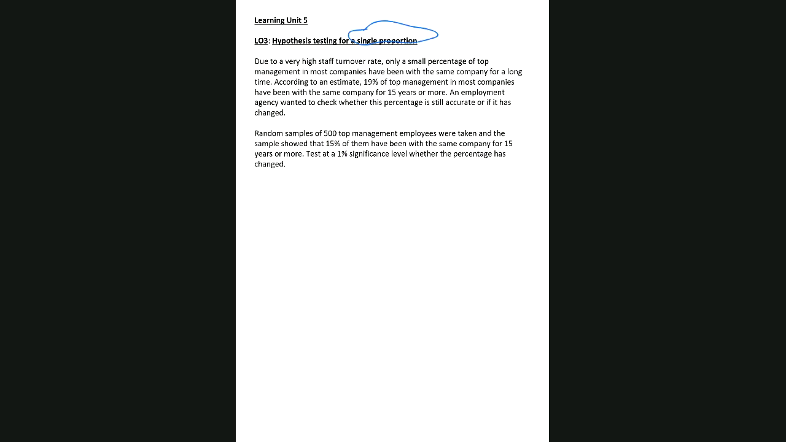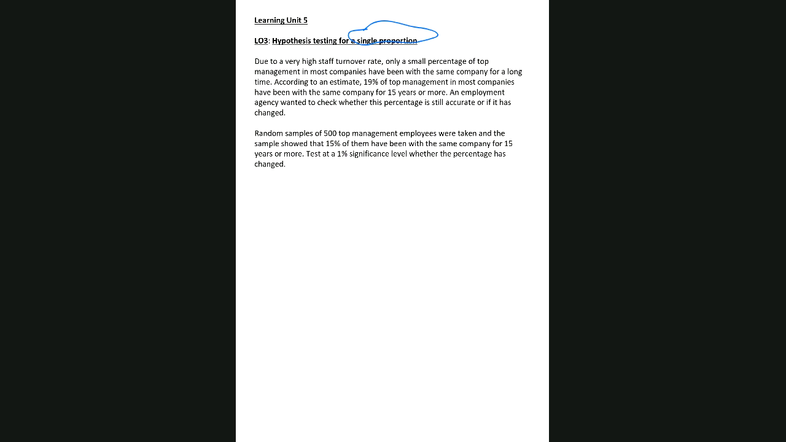So, remember, we said that the steps that we follow are pretty much exactly the same as with the hypothesis test for a single mean, where the first step is to write out your null and alternate hypotheses. The second step is to determine your region of rejection. The third step is to calculate your test statistic. The fourth is to compare your test statistic to the region of rejection and acceptance. And then the fifth is to make a decision and conclude. So we're following the same 5 steps.